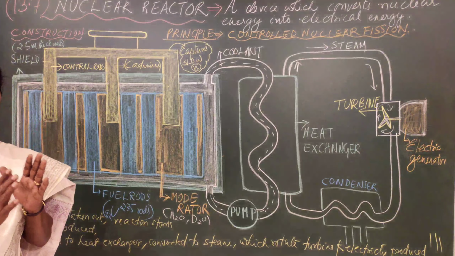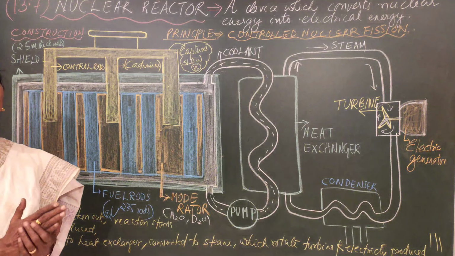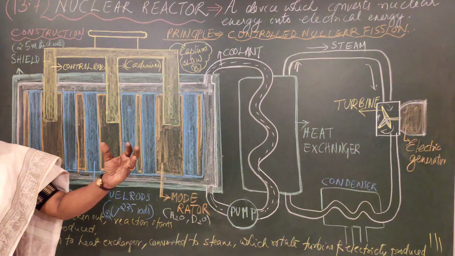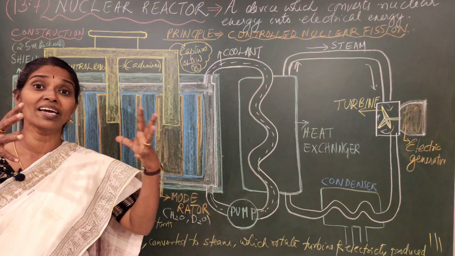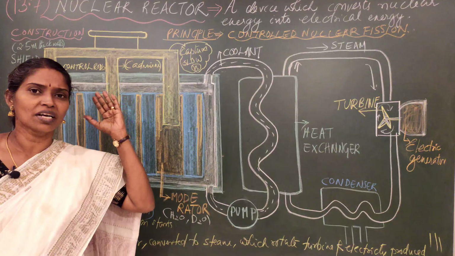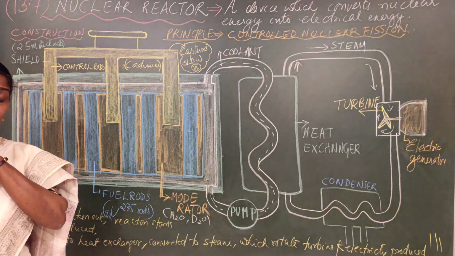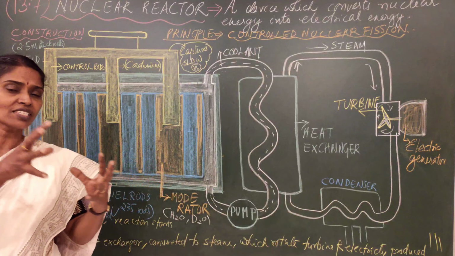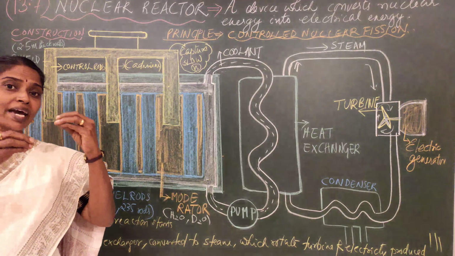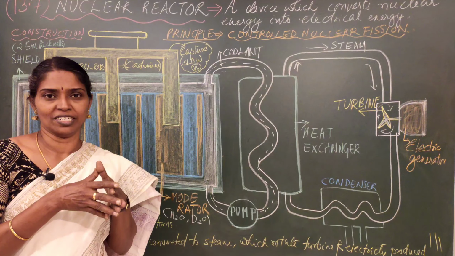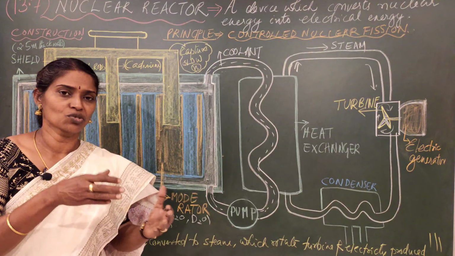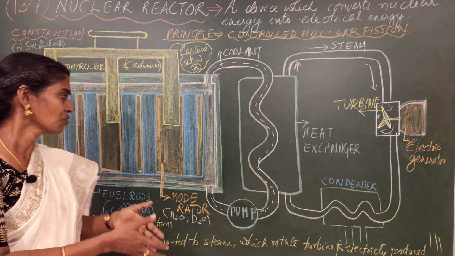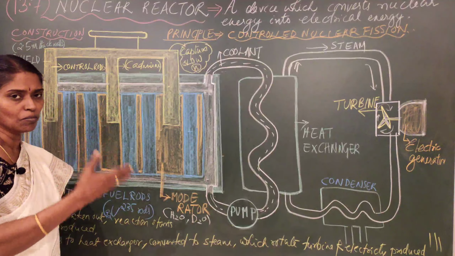The duty of the moderator is to slow down the neutrons. Once the nuclear fission starts, if you are bombarding with one neutron, what you get out is 3 neutrons. Those 3 neutrons are very fast. So we need to slow them down. Why? Because fast moving neutrons cannot produce controlled nuclear fission. So we need controlled nuclear fission, we need to make it under control. We have to slow them down. That slowing down process is done by the moderator.